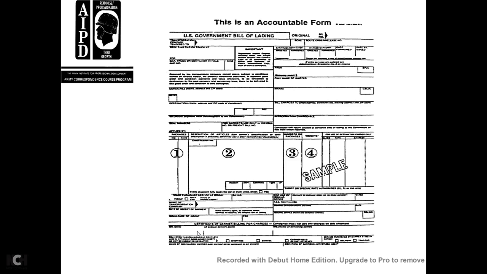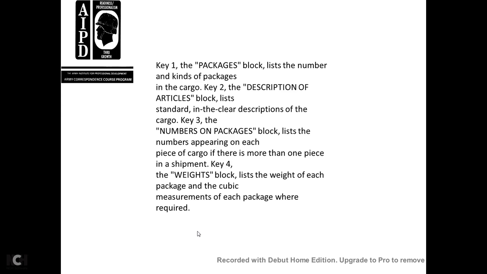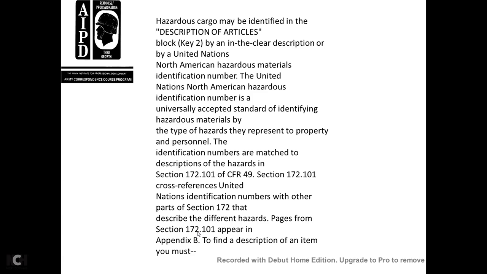This shows a 133 description of packages, description of articles, number of packages, weights. Key 1, the packages block lists the kind of packages of the cargo. Key 2, the description of articles block lists a standard clear description of the cargo. Key 3, the number of packages block lists the number of packages for each piece of the cargo, if there is more than one piece of shipment. Key 4, the weight block lists the weight of each package and the cubic measurement of each package where required.